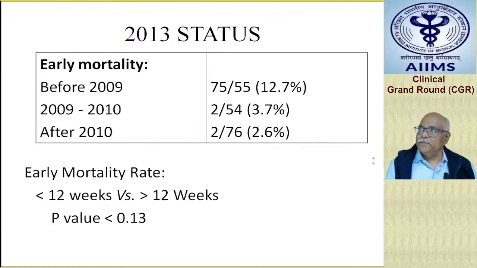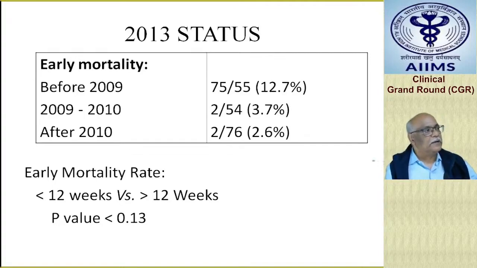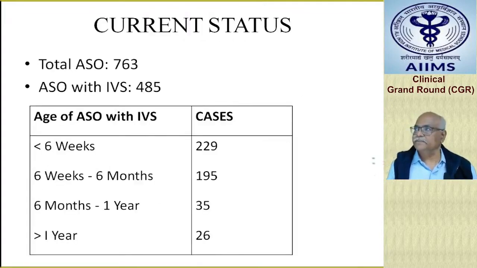So 12.7% up to 2009, then 3.7% in 2009 and 2010, and then it came down to 2.6%. And then we compared the children less than 3 months, from more than 6 weeks up to 12 weeks, and more than 12 weeks to 9 years. So there is no difference in the mortality rate. This is the current status.